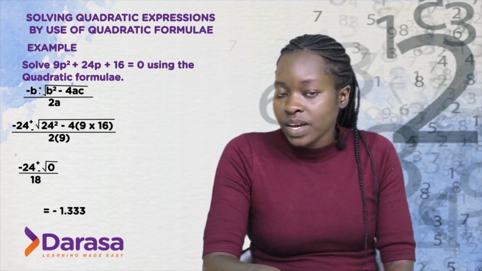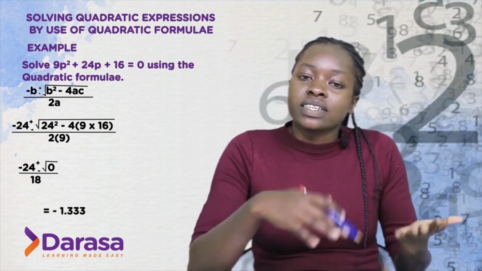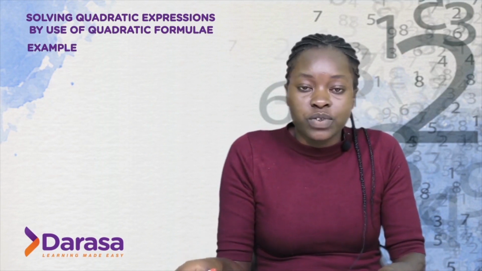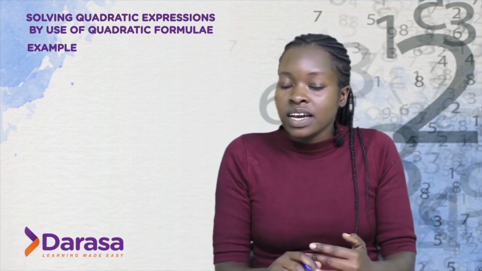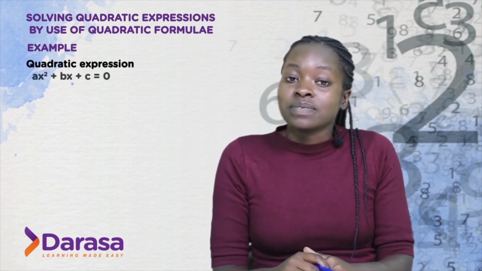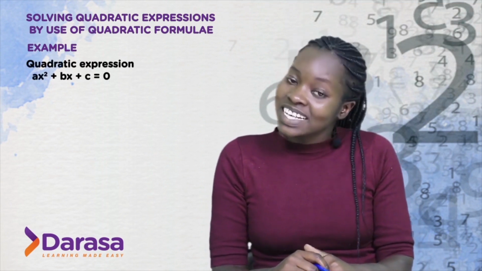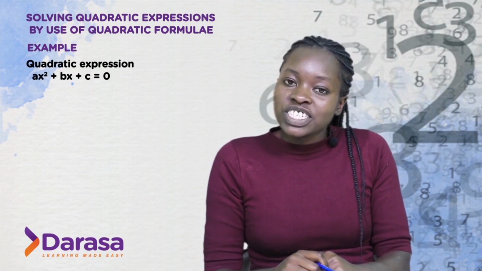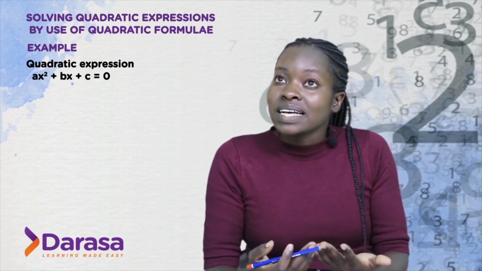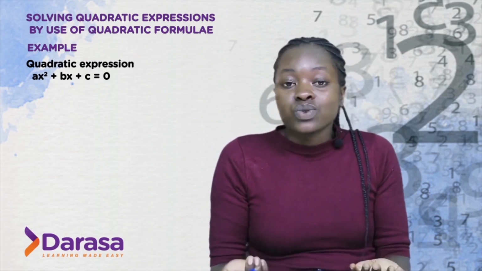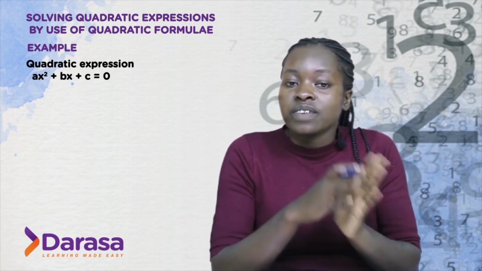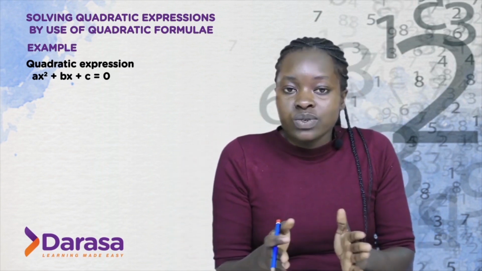1.333. Now, there are times when they change the question. In everything we've been doing, you find that it's systematic. We said a quadratic expression is an expression in the form ax squared plus bx plus c is equal to 0. Now, what if they change it so that the expression becomes bx plus c plus ax squared? It's the same thing, it's just that they have changed the order. They've played with the values.